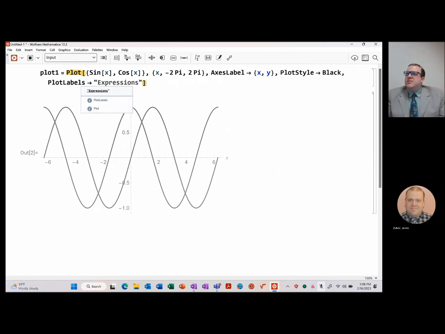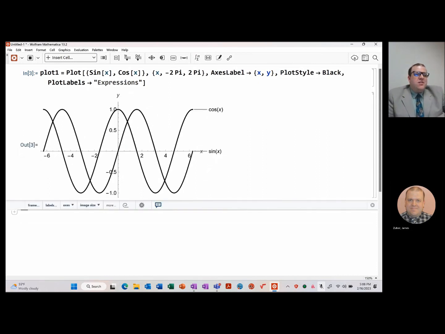What if I'm lazy and I don't want to try and figure it out? I just want to be able to look and tell. So I just use PlotLabels with expressions. That one takes forever to run. There we go. Now it tells me which one is sine, which one's cosine. There's a reason why I called that Plot1. So I'm now going to do Plot2.